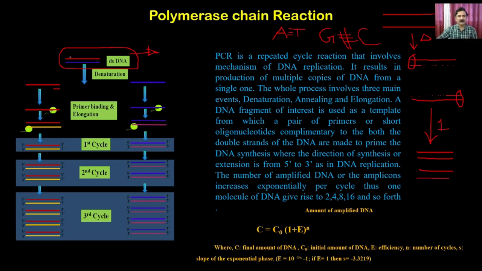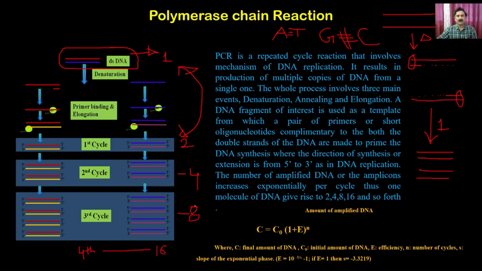So in cycle 0, you started with one template. After the first cycle, you are going to have two strands. If you continue this whole cycle again and again for many cycles, then after the first cycle you have 2, after the second cycle you have 4, after the third cycle you have 8. So after every cycle it is going to double. For example, in the fourth cycle it is going to be 16, and so on.